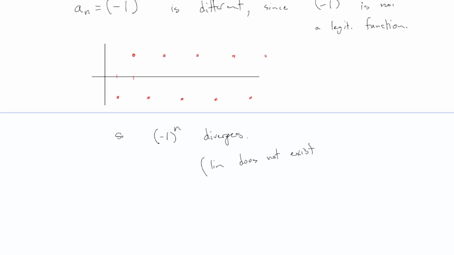The word diverges just means the limit does not exist. It doesn't necessarily mean it goes to infinity. This is an example where it does diverge. It just means it does not converge, but also it doesn't go to infinity. It just bounces back and forth and doesn't approach anything. But when you see the minus 1 to the n, that doesn't automatically mean that whatever you're talking about diverges.